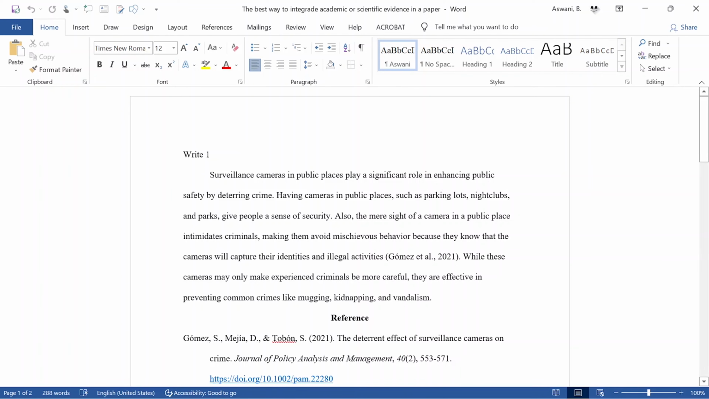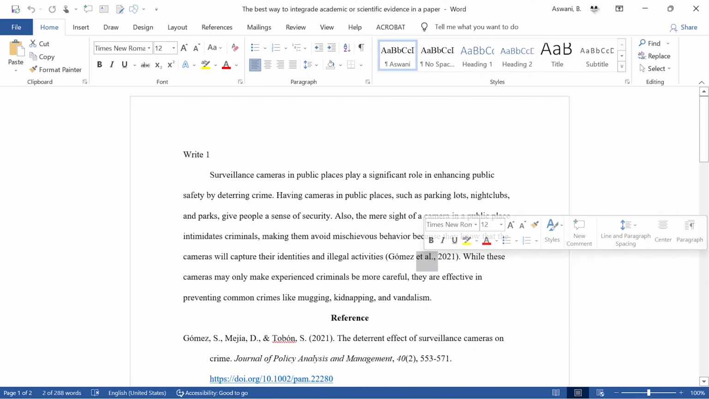So now this person is citing Gomez and others, 2021. So this is an example of an APA in-text citation. You can see they only care about the surname of the author and the year that article was published. That's the source, okay? So obviously et al. is just an abbreviation for 'and others', which means that there are more than two authors for this source, okay?